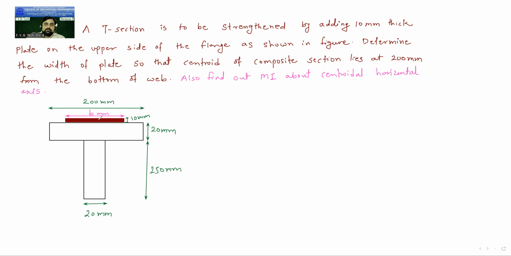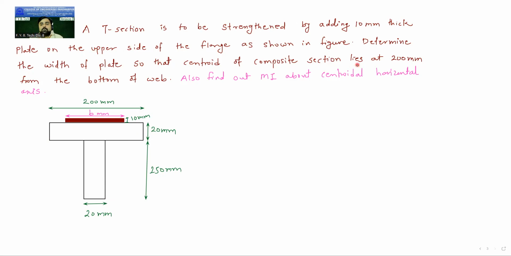Read the problem first. A T section is to be strengthened by adding 10 mm thick plate. Okay. So originally the T section was there. So on this T section, this 10 mm thick plate is added on the upper side of the flange. So this is the flange. If they say at the lower side of the web, then here you should add. But they have told us on the upper side of the flange. So here is the plate. Determine the width of the plate. So what is the width of this plate? This you need to calculate.